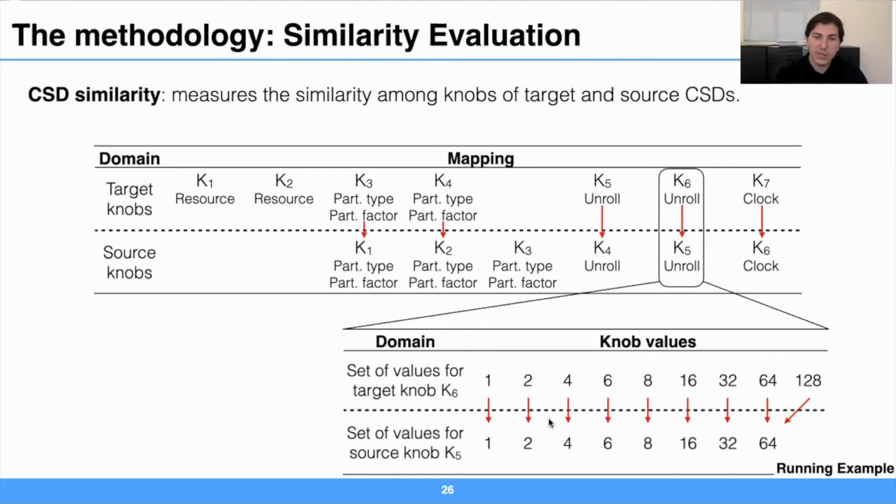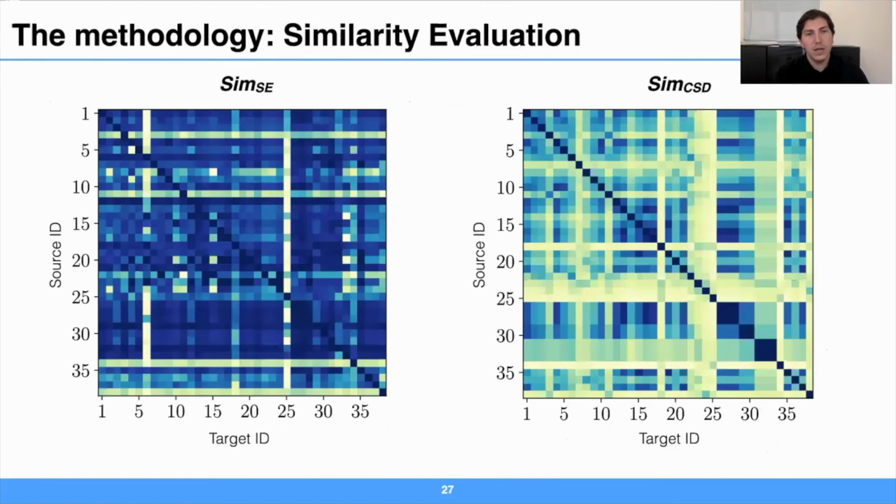between 1 and 1, 2 and 2, 4 and 4, and then we go on like that till we reach 128, which is not available in the source. That means that we will have a distance which is higher than 1, since we have to map 128 to 64. Now, let's look at the differences among the similarity.